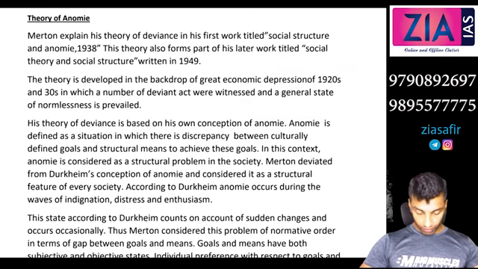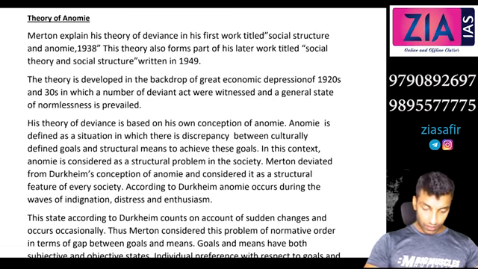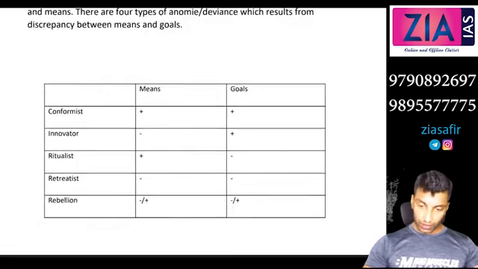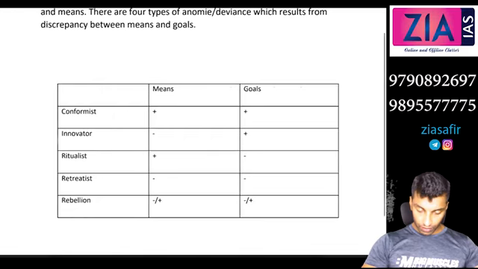Sir, I have a doubt regarding the second point, innovators. Sir, in that you said that they do robbery to become rich. So I have a doubt whether Merton has said that poor people will do robbery, or is it applicable?